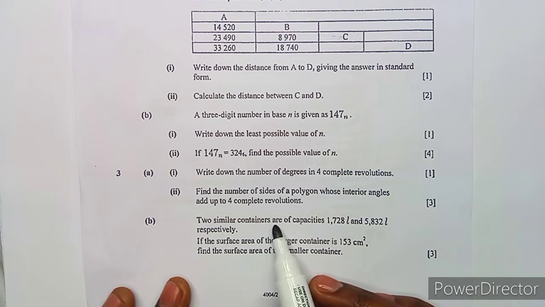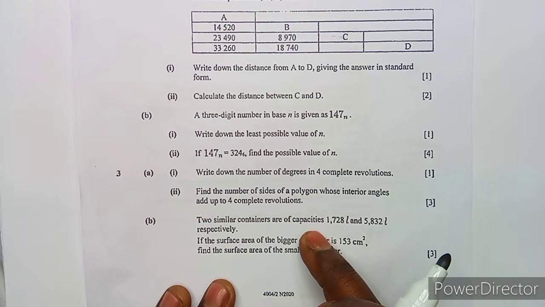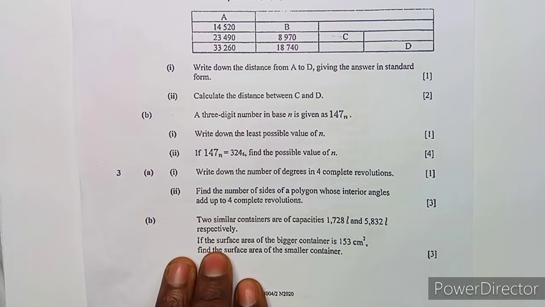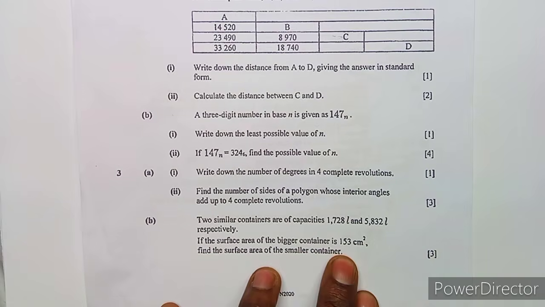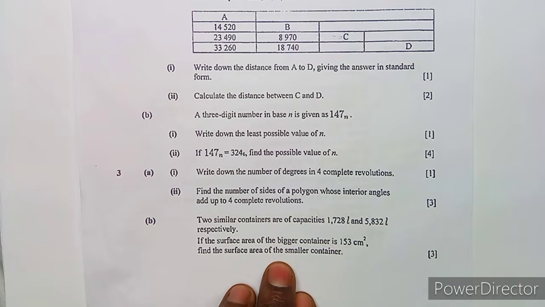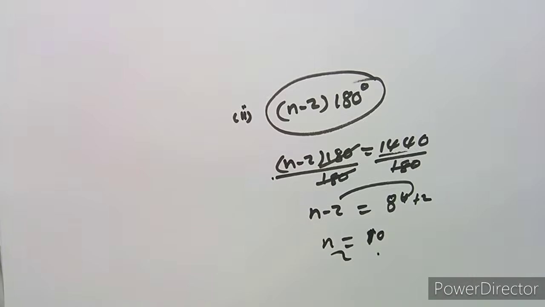Then on B, 2 similar containers of capacities. Whenever you are given capacity, that is volume, so you are given volumes there. Then if the surface area of the bigger container is 153 square centimeters, find the surface area of the smaller container. All right, so this is what is going to happen, because here you've got volumes, remember.